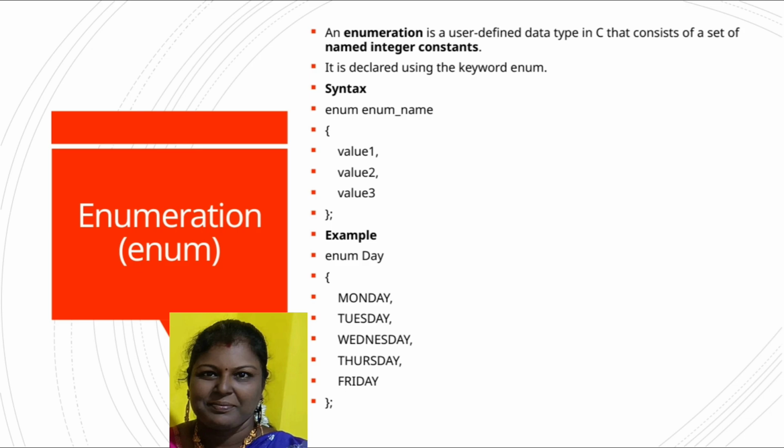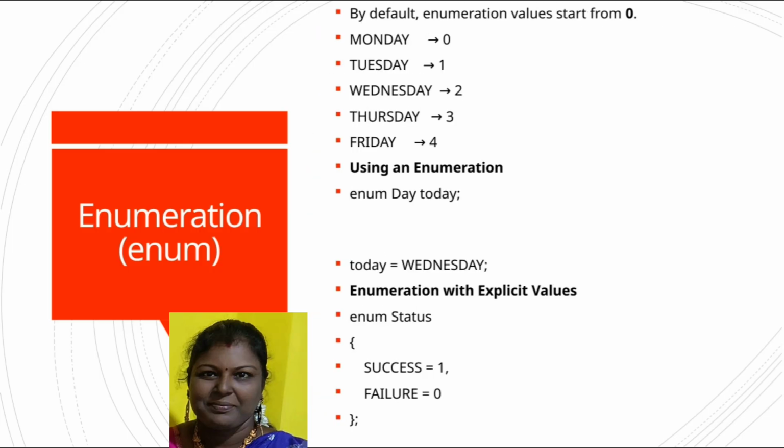When we create an enumeration, the values start at 0 by default. So, Monday is 0, Tuesday is 1, and so on. This makes it easy to work with days or other ordered items.